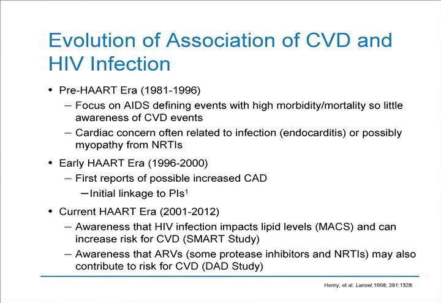So if we focus on the comorbidity of cardiovascular disease, that association between HIV and cardiovascular disease has passed through a number of historic phases. In the pre-HAART era, the focus was very much on AIDS-defining events and little awareness of cardiovascular events not related to AIDS itself. There was some cardiac concerns related to infections of the heart directly and possibly myopathy from some of the nucleoside reverse transcriptase agents. In the early HAART era, there were reports of a possible increase in coronary artery disease and some initial linkage to protease inhibitors. And now in the modern era, there's awareness that HIV infection can impact lipid levels, that's from the MAX study, and may increase the risk for cardiovascular disease, from the SMART study. And there's also awareness that some particular antiretrovirals may also contribute to the risk for cardiovascular disease, for example, from the DAD study, and I'll talk more about that in a moment.